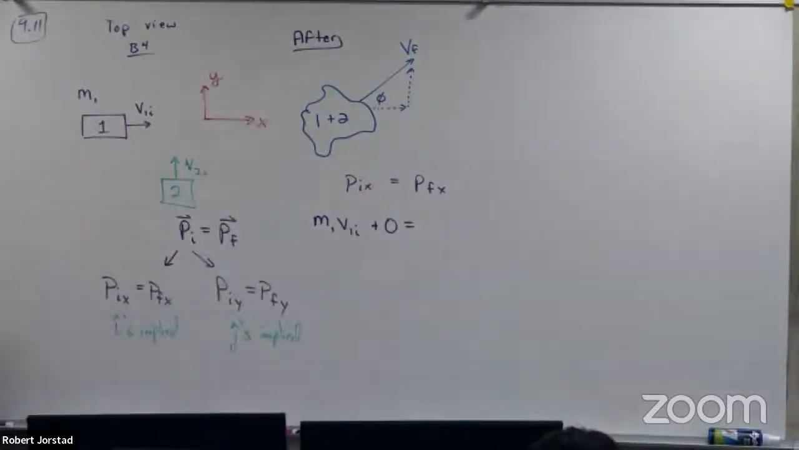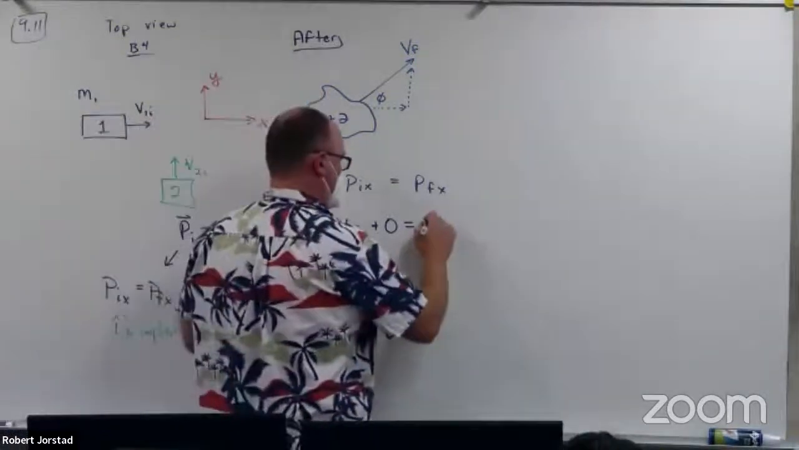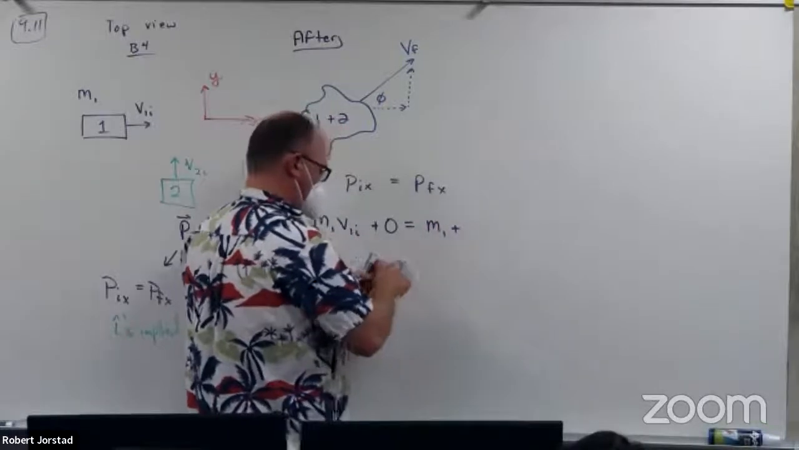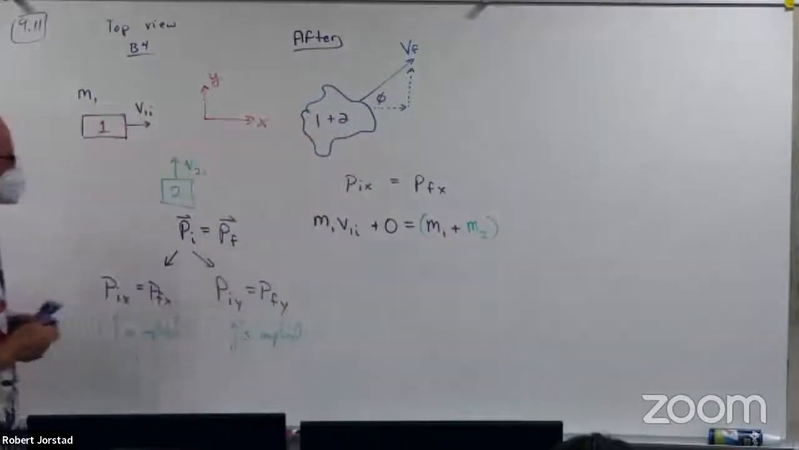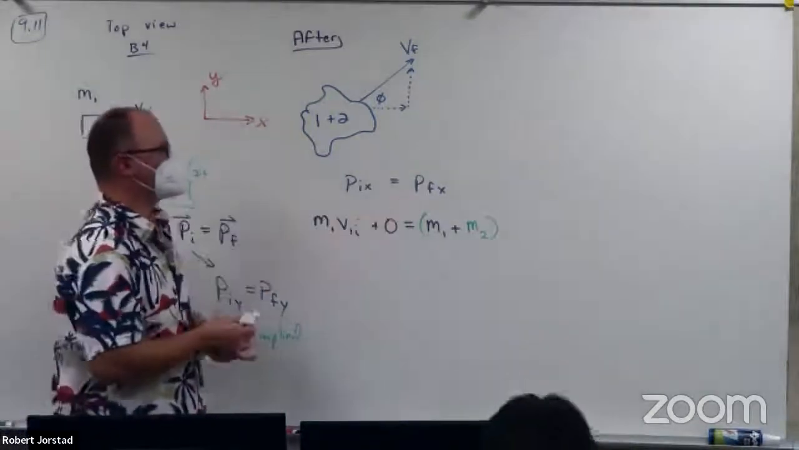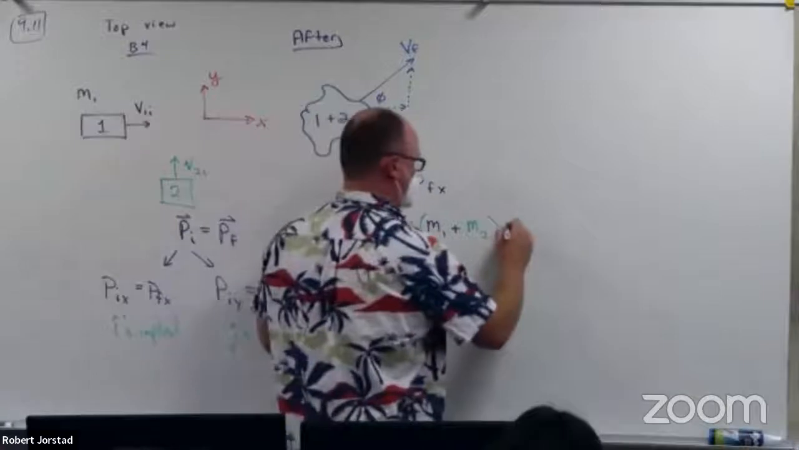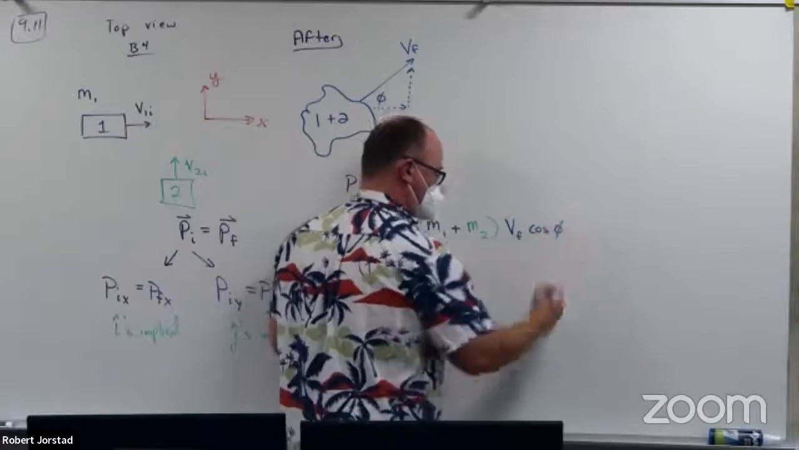What's P final? What mass? Mass total. So I would write M1 plus M2, right? I need the total mass. Agreed? Because they came together, this is perfectly inelastic. Okay, I need the X component of velocity. What's that? V cosine phi. We're going to call it V final cosine phi. So far, so good?